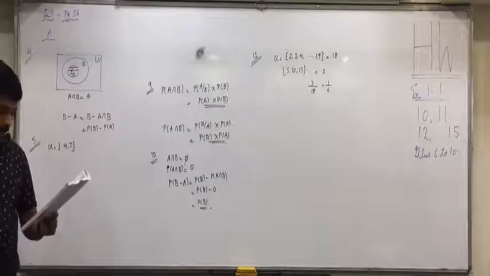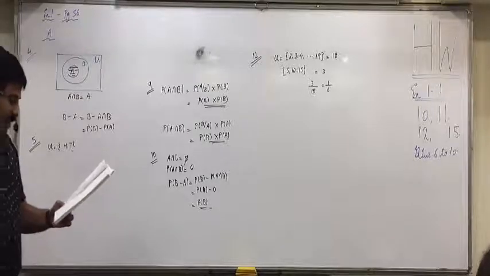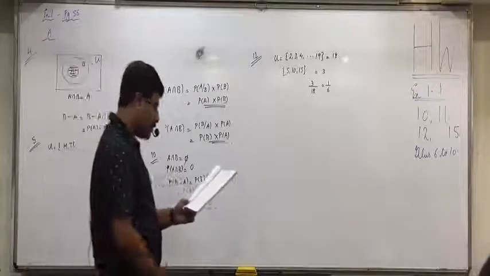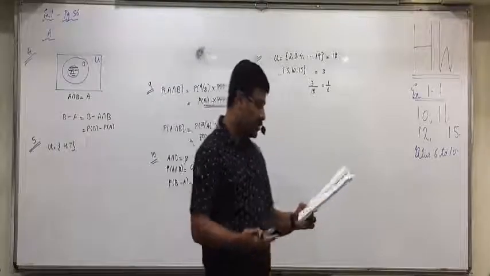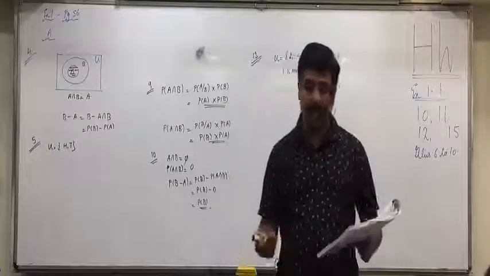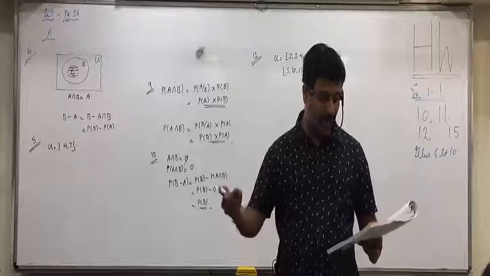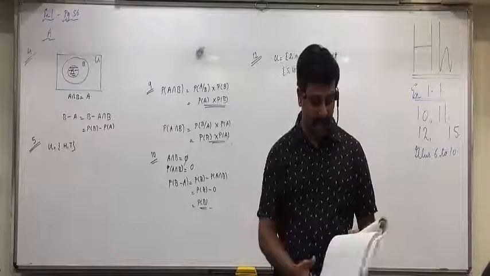Okay? 13. If A and B are independent, which of the following options is true? First, if they are independent, then P(A intersection B) equals P(A) into P(B). The first one is the formula itself. A option.